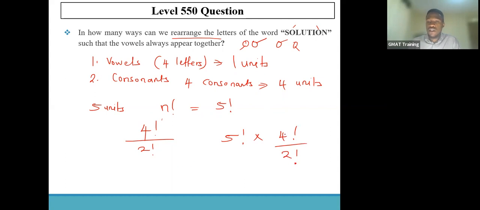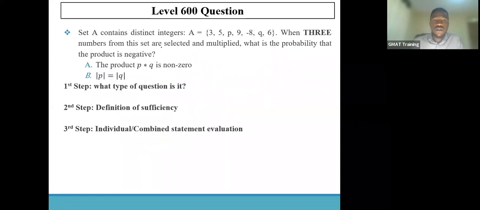And this gives us the number of ways of rearranging the letters and ensuring that the vowels always appear together. Okay, on to the second question.